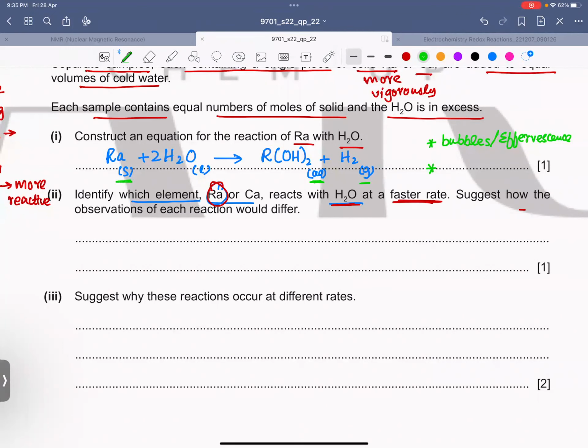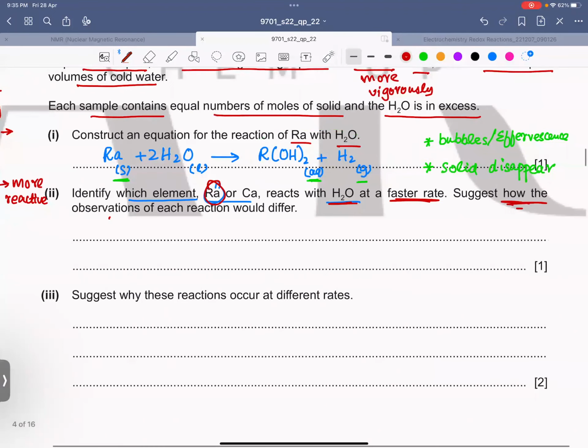See, it's a solid on the reactant side and there is no solid on the product side. So we can say that the solid disappears. So these are the 2 obvious observations that we can easily make by looking at the equation, because there is a solid and that solid is no longer on the product side, right? And there is a gas forming on the product side along with the aqueous solution. So we are going to observe bubbles. Now they are asking in the next question, suggest how the observations of each reaction would differ.